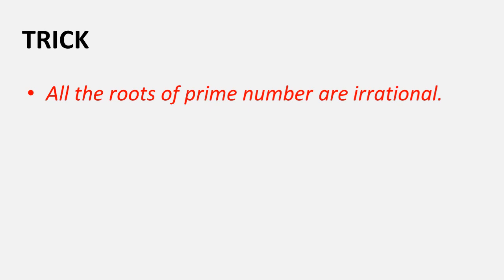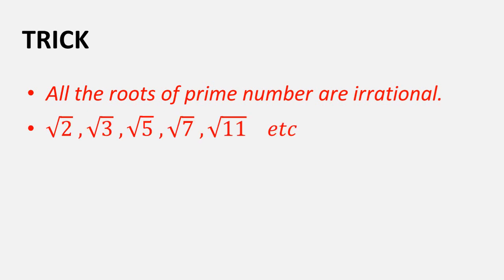What's the trick behind all these irrational numbers? All the roots of prime numbers are irrational. Okay, all the roots of prime numbers are irrational. What is a prime number? These are the numbers which do not have more than two factors, and those two factors will be the number itself and 1. So all the roots of prime numbers will be irrational. For example, root 2, root 3, root 5, root 7, root 11 and so on. All the roots of prime numbers will be irrational.